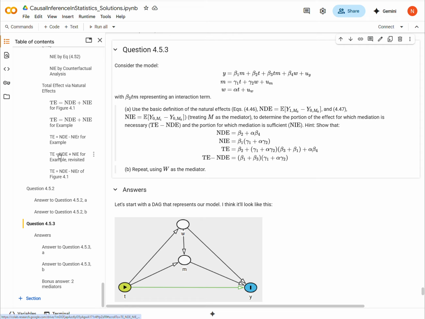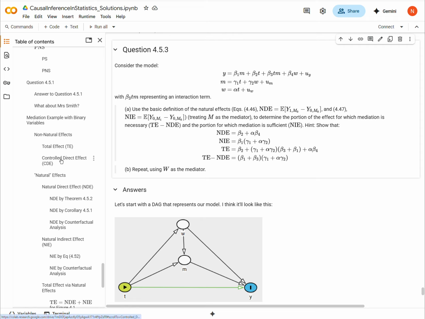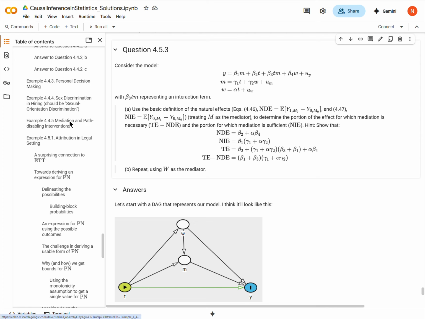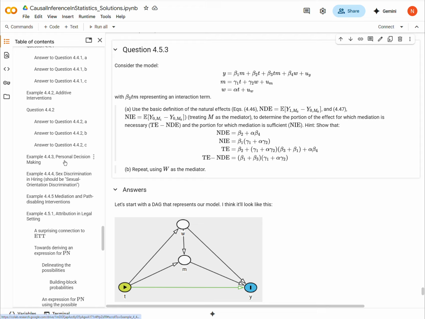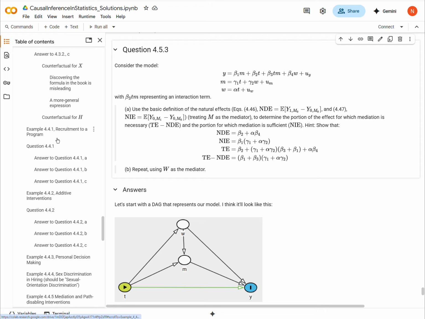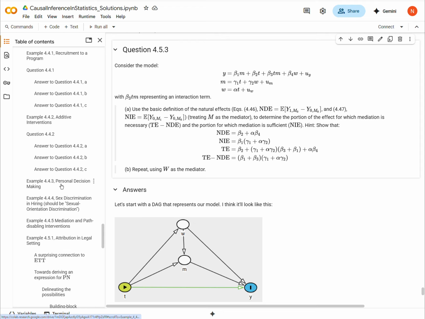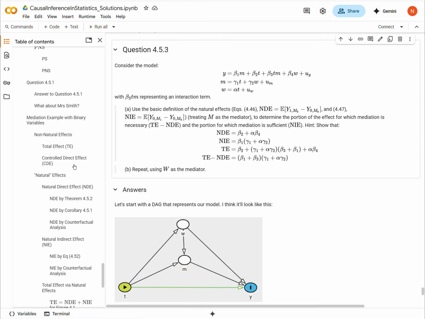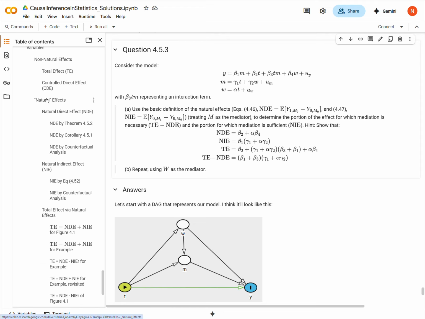One of the first things that we did in the first part of the chapter was to look at these probabilities of necessity, of sufficiency, and so forth. And in the second part of the chapter, we have been dealing with mediation. And we've done quite a bit of work building up mediation. And this playlist here goes into depth for some of the examples presented in the book.